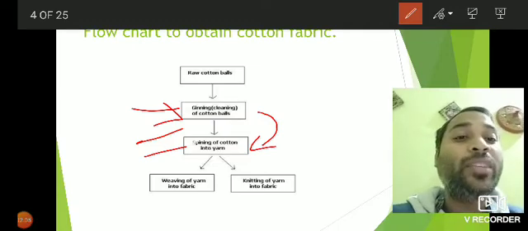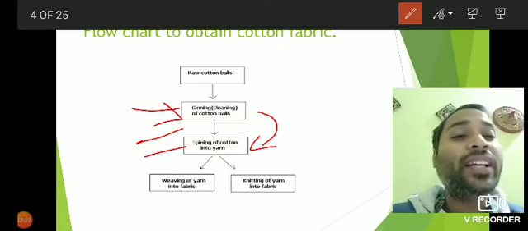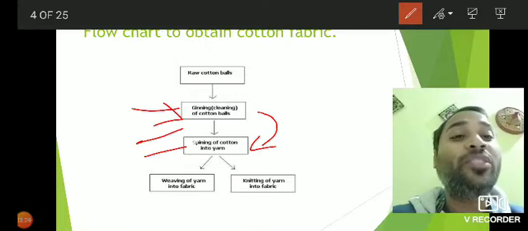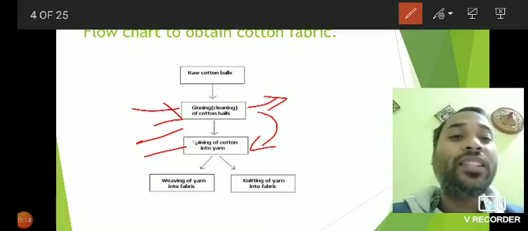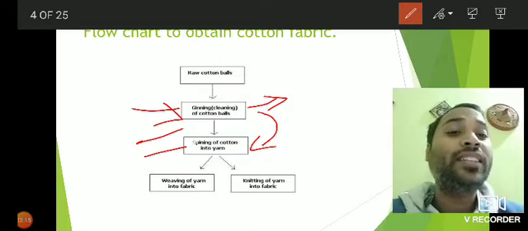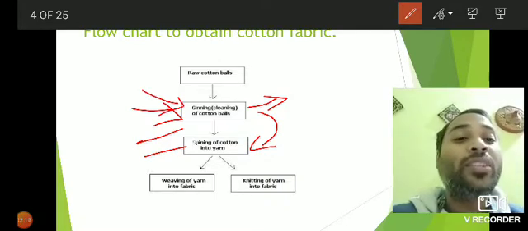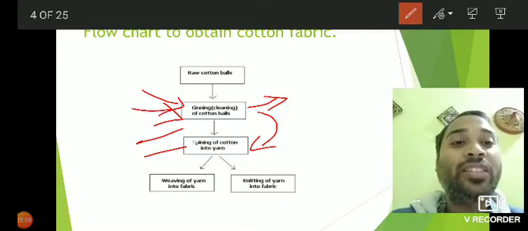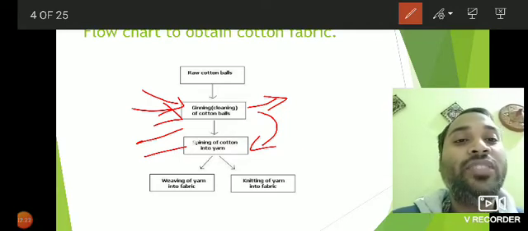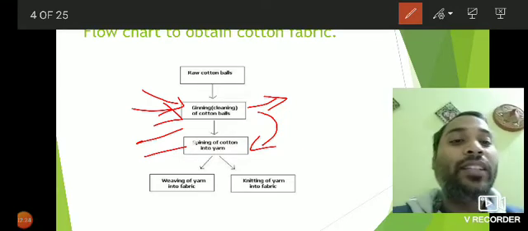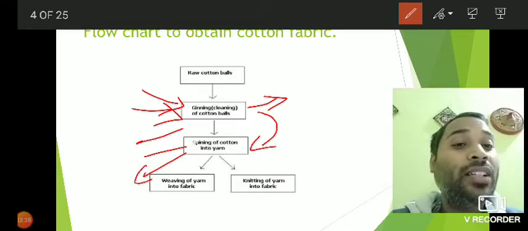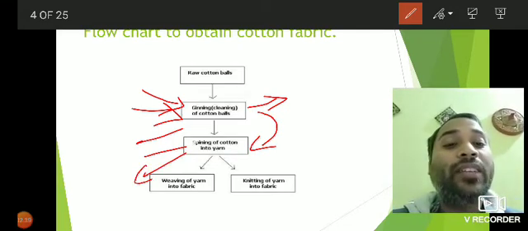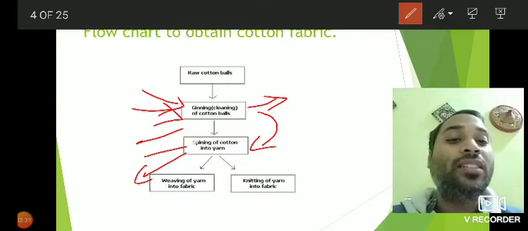Spinning can be done manually with the hands, and also with the help of machines. Same with ginning, which can also be done with our hands and with the help of machines. I will show you the pictures in the next slide of how ginning and spinning are done. Then once we get the yarns, they are converted into what? Fabric. And how is it done? It can be done with the help of two processes known as weaving and knitting.